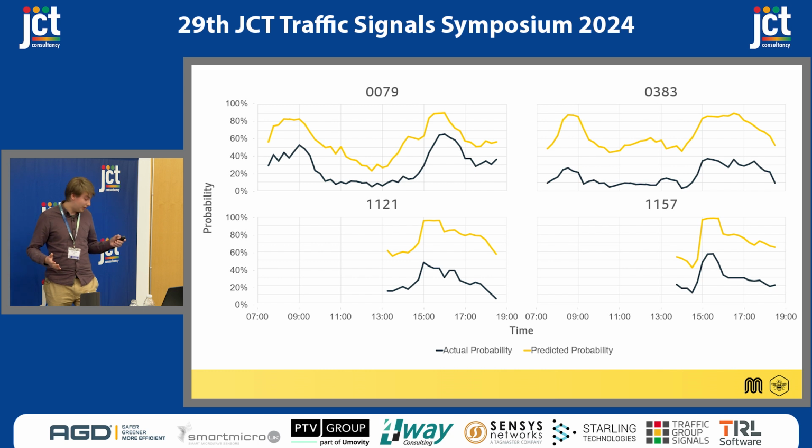So this is kind of a summary of those initial results. So you've got the 4 sites plotted there. You've got the probability of the pedestrian stage appearing in any given cycle on your y-axis. And you've got time of day on the x-axis. And for the last 2 sites, we only had data for the afternoon, hence why it's sort of only half a plot. And then on each plot, you've got the actual probability of the stage appearing in any given cycle based on recorded UTC data in the black.